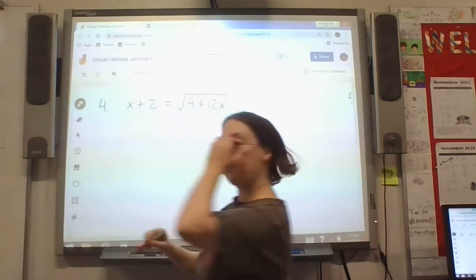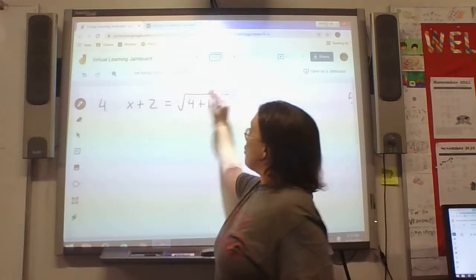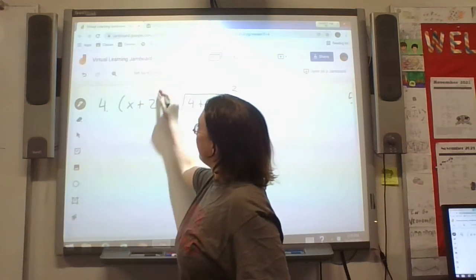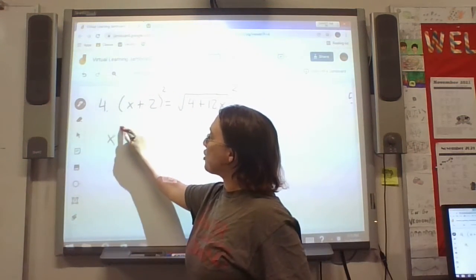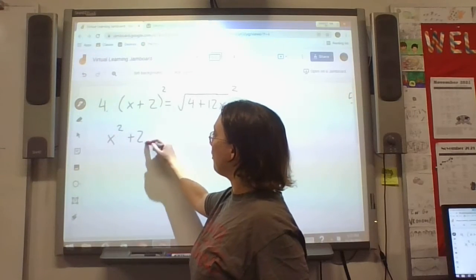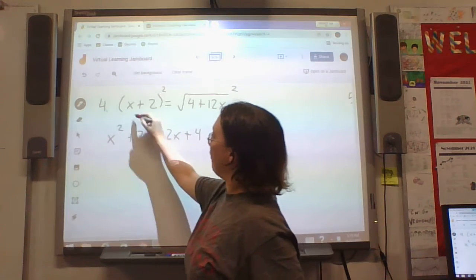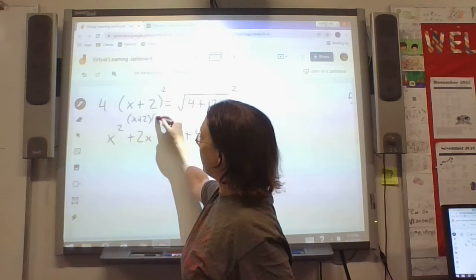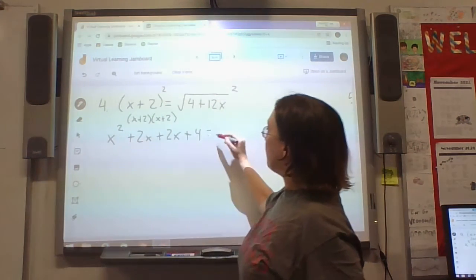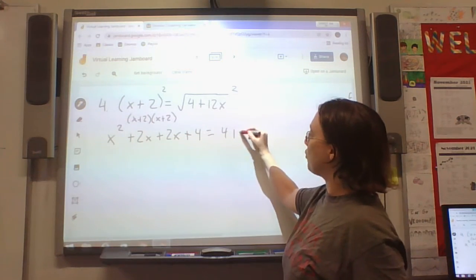Alright, let's draw more of those. So we're going to square this. We're going to square that. Over here we've got an x squared plus a 2x plus a 2x plus a 4, because we followed this. Just can't skip that step. Equals this 4 plus a 12x.